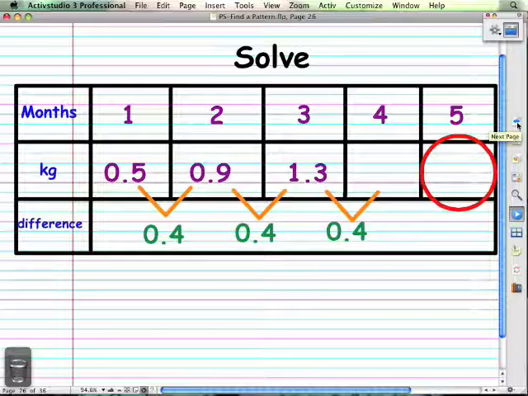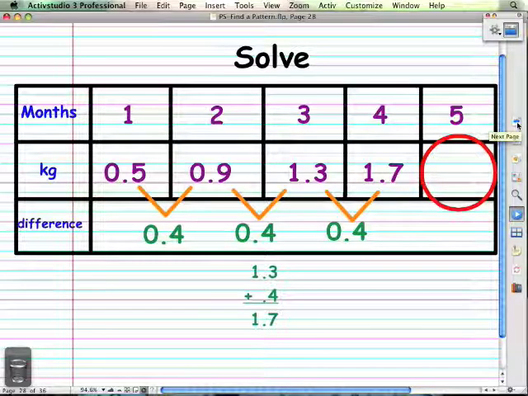And we mentioned earlier that our kilograms were increasing from 5/10 to 9/10 to 1 3/10. If I continue that pattern, that means that I should add 4/10 to 1 3/10. So let's go ahead and do that at the bottom here. And if I add 1 3/10 plus 4/10, I get 1 7/10. That's going to be the number that I'm going to fill in on my chart under month 4.